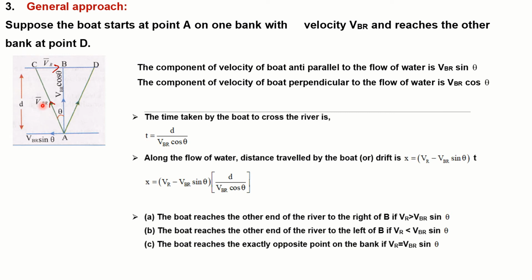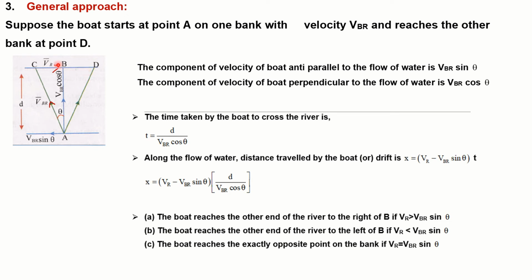These three cases will decide whether the person is going to reach exactly at B, or before B, or after B. When, students? See, the boat reaches the other end of the river to the right of B, meaning it will go beyond B. When will it go? When V_R is greater than V_BR sin theta. Students, V_R is more and V_BR sin theta is less, so the net velocity will be V_R minus V_BR sin theta. It will go to the right of B.